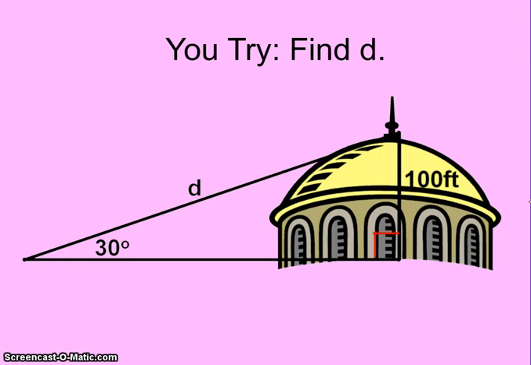Alright, here's the problem that I'd like you to try. Remember to start off by labeling all the sides, opposite, adjacent, and hypotenuse, and then setting up your equation. So pause the video and try this now. This is the angle we are given, 30 degrees. The side across from 90 is my hypotenuse, and the side across from 30 is opposite. The side that touches 30 is adjacent. I am looking for the hypotenuse and given the opposite, so I will be using sine.